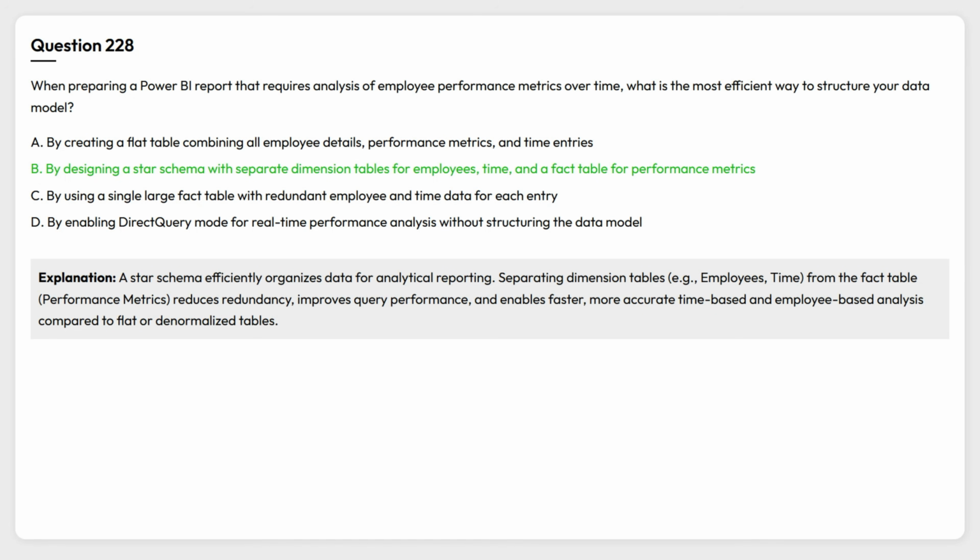A star schema efficiently organizes data for analytical reporting. Separating dimension tables, for example employees and time, from the fact table, performance metrics, reduces redundancy, improves query performance, and enables faster, more accurate time-based and employee-based analysis compared to flat or denormalized tables.